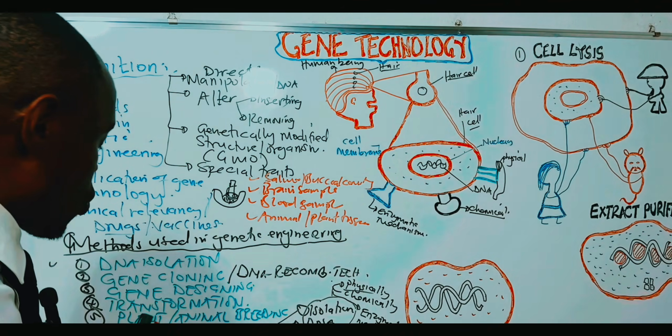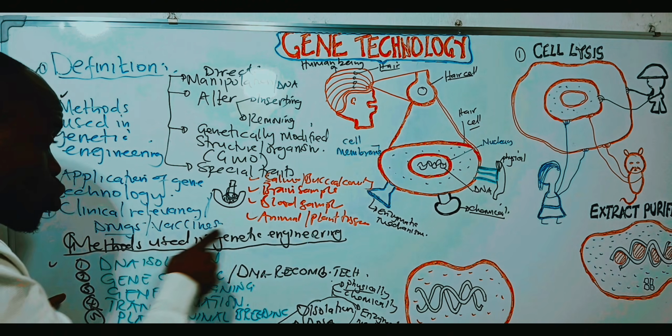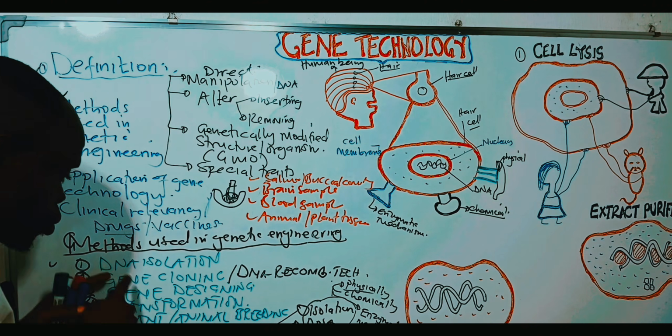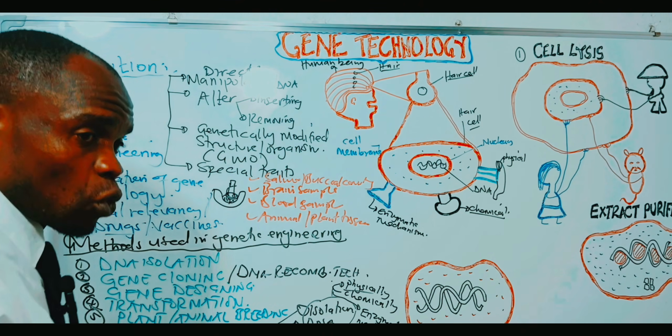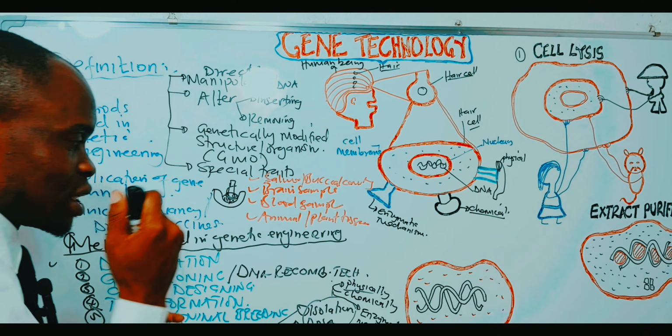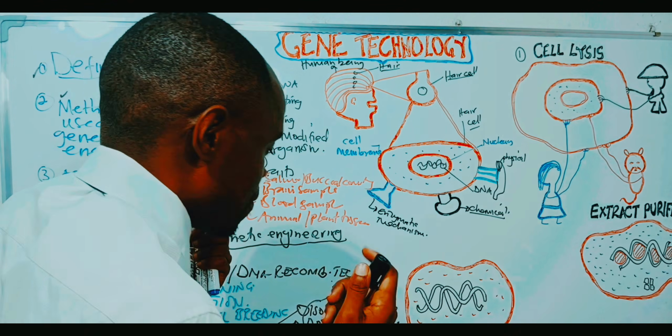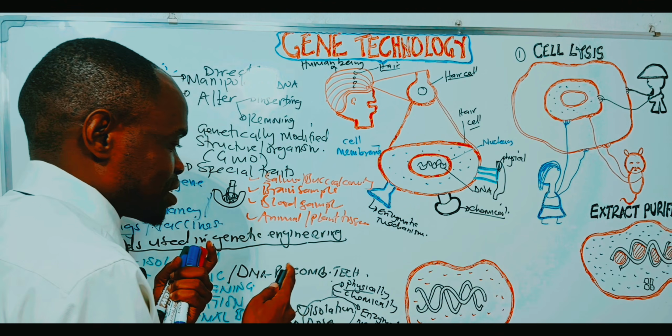But so far we are still on what? The method is using what we call genetic engineering, and we're looking at what we call DNA isolation. It can be done in three ways: physically, using crushing or manually, or we can say mechanically.